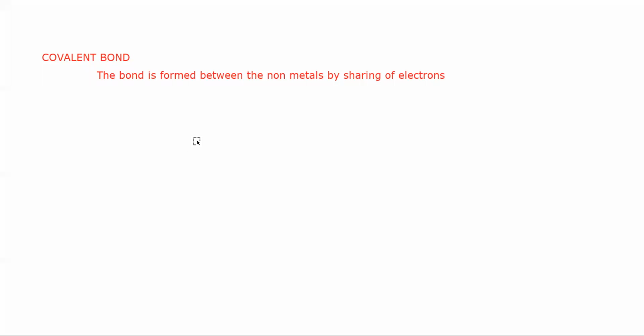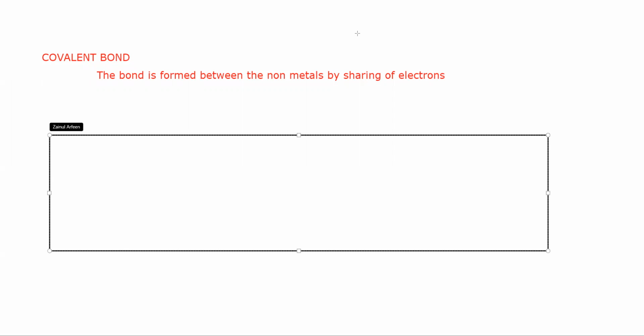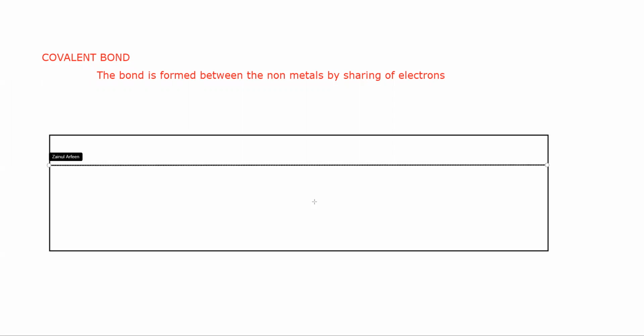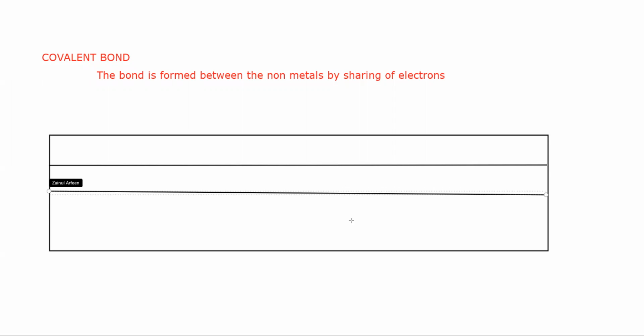So the bond is formed between the non-metals by sharing of electrons. Then you have to learn this table for sharing, and then I will explain how the sharing occurs.